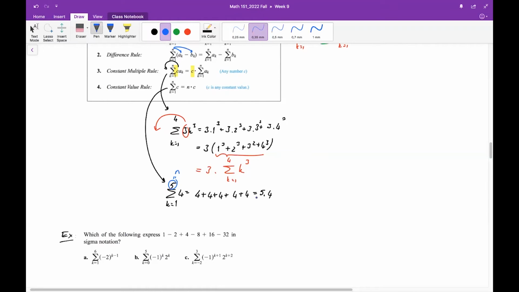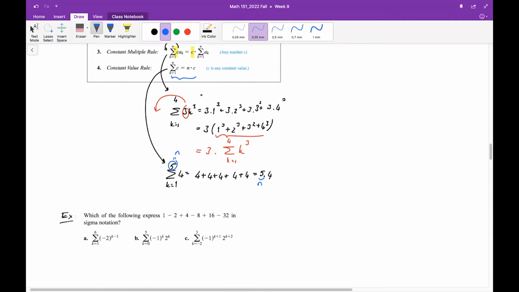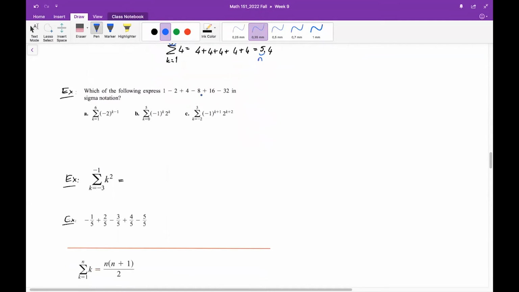We choose n as 5, so it is here, so proving this inequality. Okay, so let's move on. Another example.